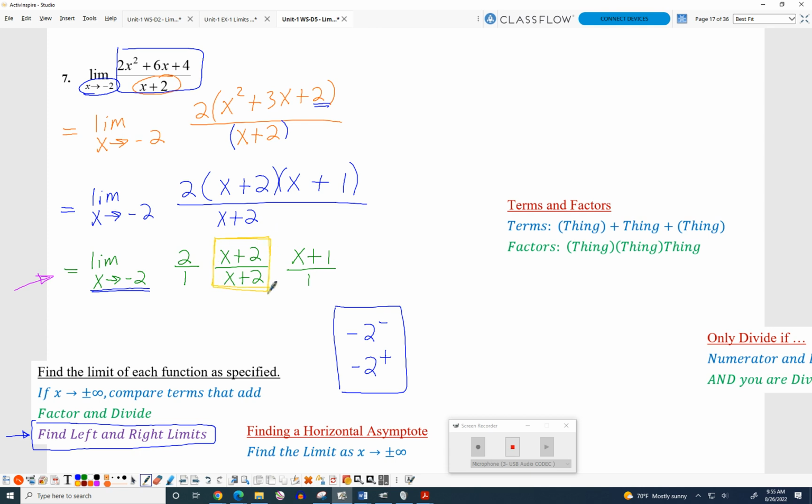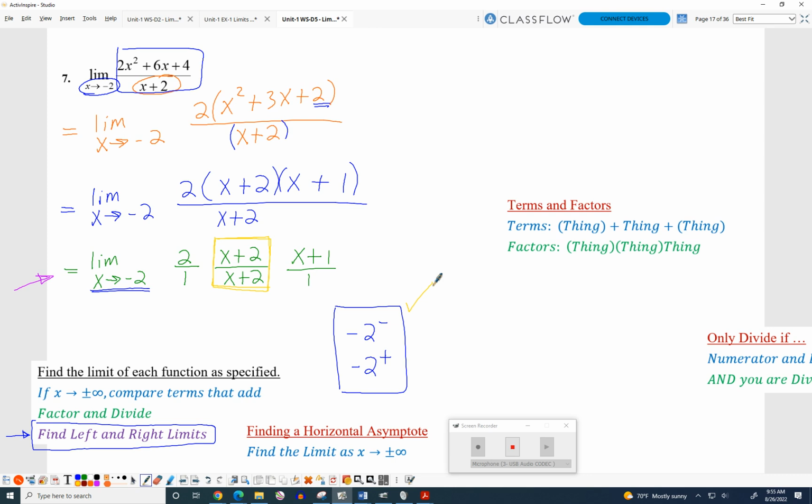Questions? Wait, when it says x goes to -2, that means it's the plus and the minus, right? Correct. Well said, Brady. Well said. I'm not writing it out just to save some writing and to prevent getting too overwhelmed with notation, but we are thinking of that. So I'm thinking of x being a little less than -2 and a little more.